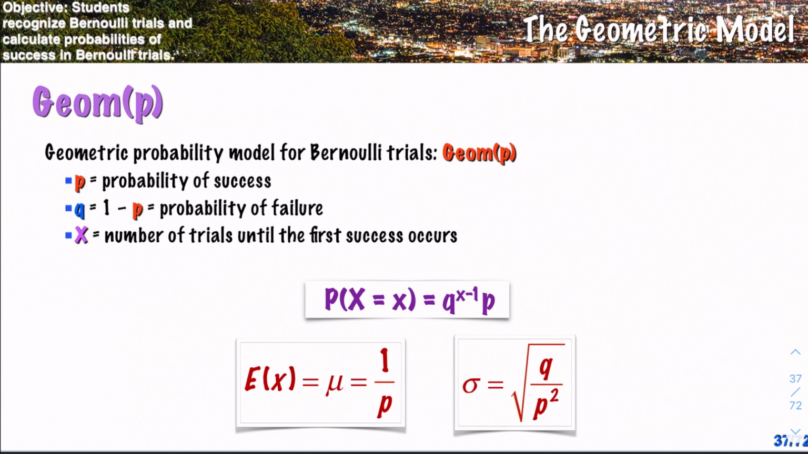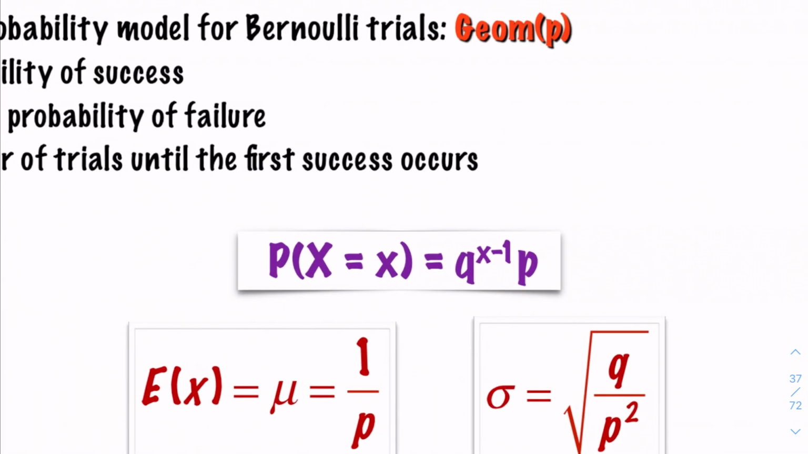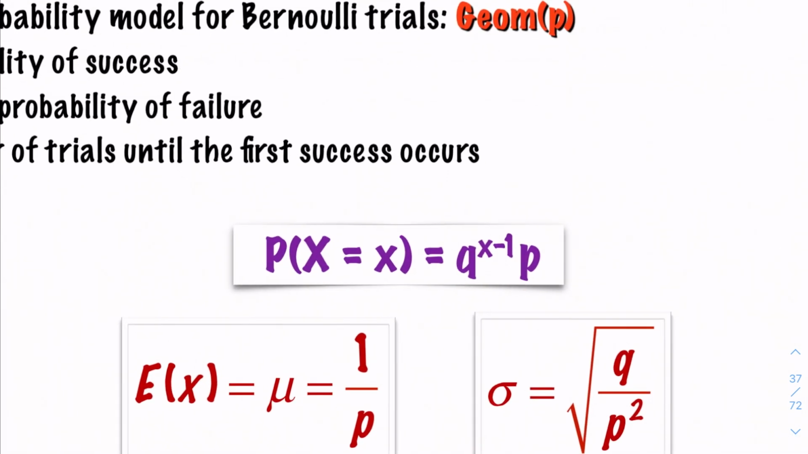So when we're looking at geometric probabilities, oftentimes there are questions about the expected value. The geometric probability model for a Bernoulli trial: we use P for the probability of success, Q is 1 minus P, or the probability of failing, and X is the number of trials. So the probability that our random variable equals X attempts until the first success is Q to the X minus 1 times P, with our mean being 1 over the probability of success, and our standard deviation being the square root of Q divided by P squared.